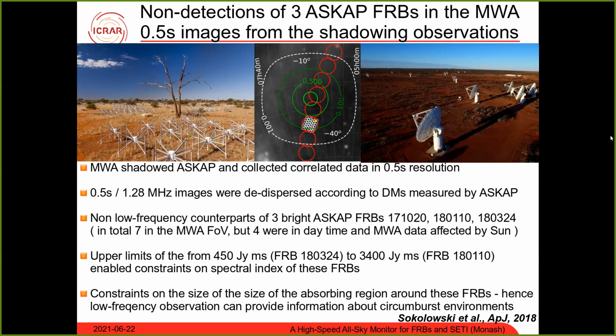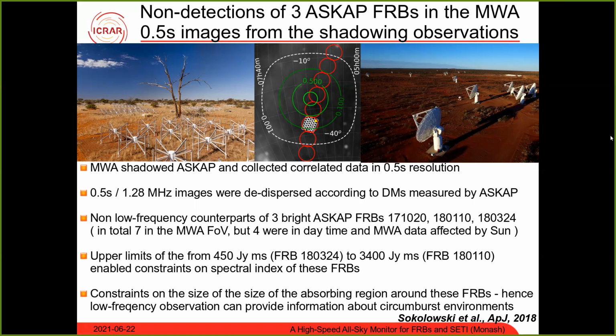So during this observation campaign, ASKAP detected 7 FRBs. For 4 of them we couldn't really reduce the data. The data quality was not good enough because this was during daytime observations, and 3 of them were during nighttime, and these were good data. But we knew the position from ASKAP, we knew the dispersion measure from ASKAP, so we could disperse and check that we didn't see any low frequency counterparts of these FRBs, unfortunately. So we didn't detect any.